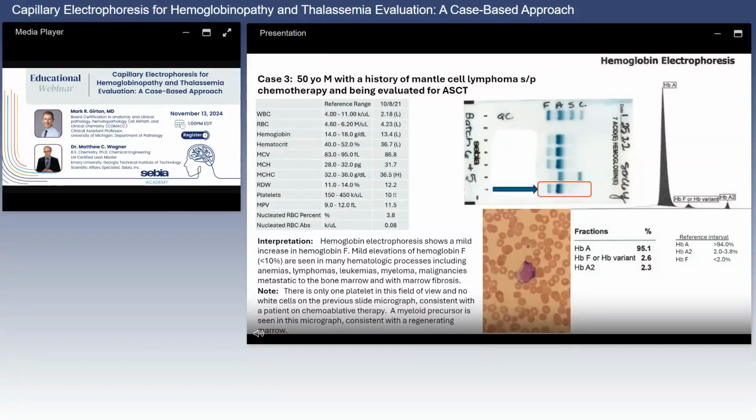As I mentioned, there was only one platelet in that field of view, no white cells on the previous slide micrograph, consistent with the patient on chemoablative therapy. And in this separate micrograph, in the bottom of your screen, we see a myeloid precursor consistent with a myeloid left shift, which is often seen in a regenerating bone marrow.